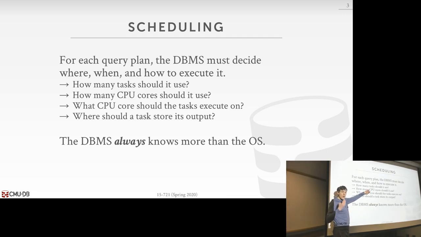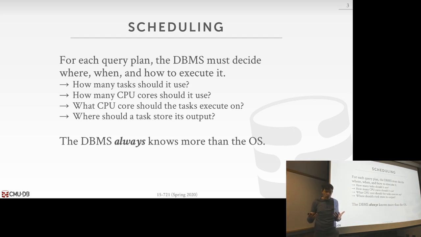Then there's the question of how many cores we actually want to use. So we can have X number of tasks and Y number of threads or cores, and we can decide how many cores we want to use. Then we have to decide what core a task should actually execute on. And then when that task completes and produces some output, we need to decide where that output is going to go.